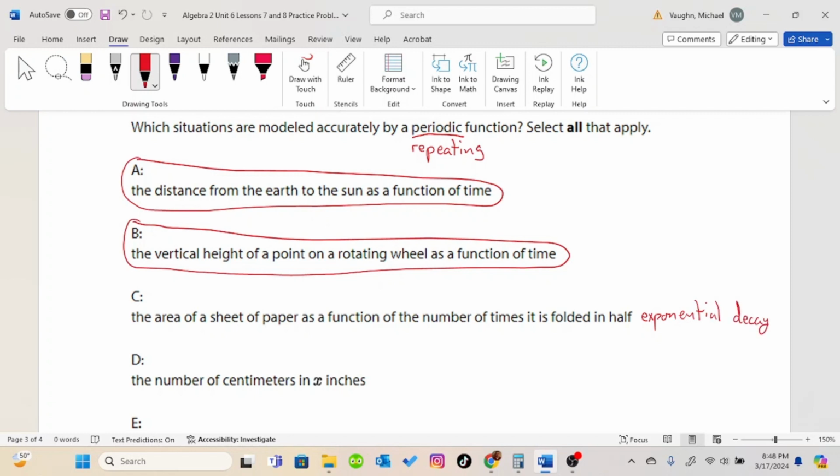This does not repeat itself. It starts at one size and it only gets smaller and smaller and smaller. Therefore, it is not a periodic function.